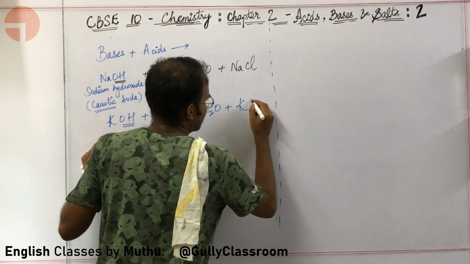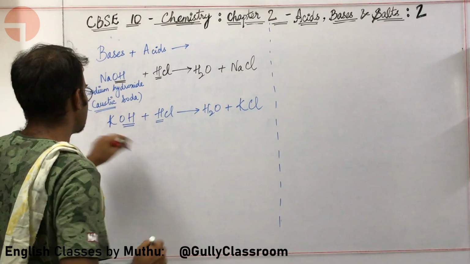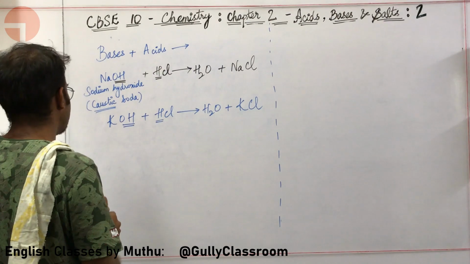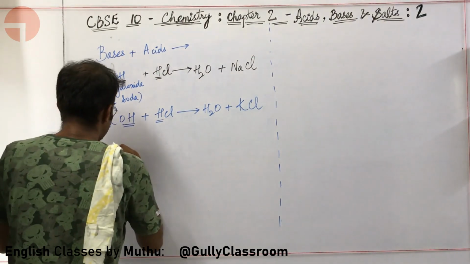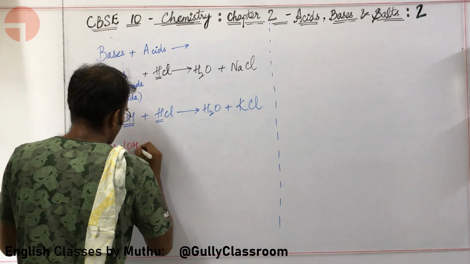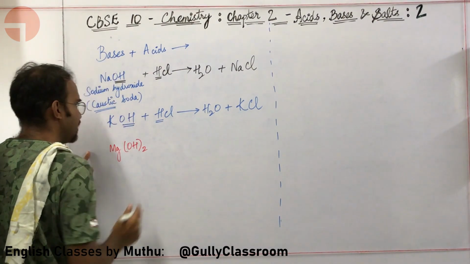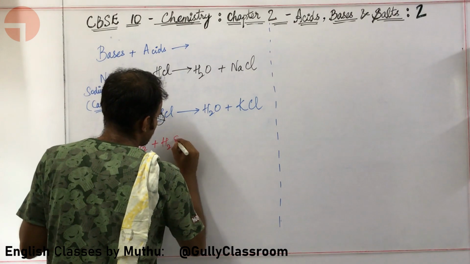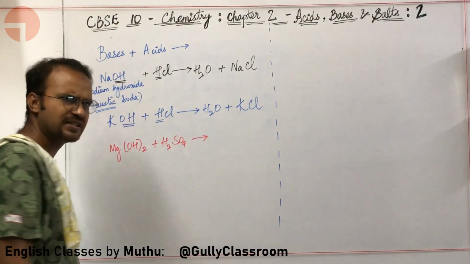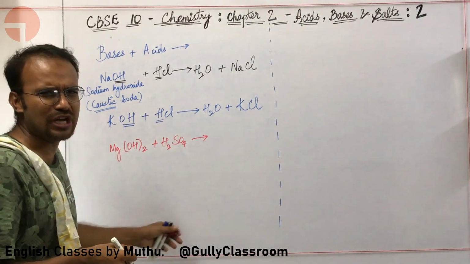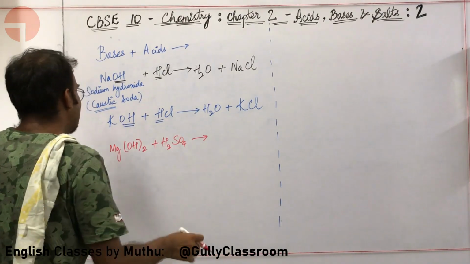KCl. So you will get KCl. Right, sir. What is the next thing we are going to do here? The next reaction we are going to write here is Mg(OH)2, magnesium hydroxide, plus H2SO4, sulfuric acid, which is indeed called the queen of chemicals. Why, sir? You are going to use sulfuric acid in so many different reactions.